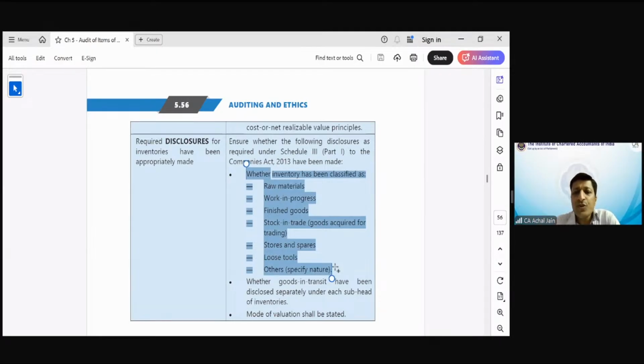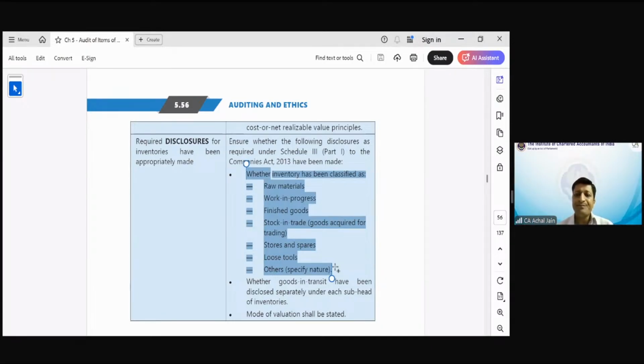WIP, finished goods, then you have stock in trade, stores and spares. And again, depending on the nature of inventory, the segregation which the company may have to follow arises from the requirements of accounting standards, Schedule 3. So all of these things are required to be considered, and any appropriate disclosures which the standard requires, all of those things are required to be looked at. So this is another procedure on the part of the auditor.